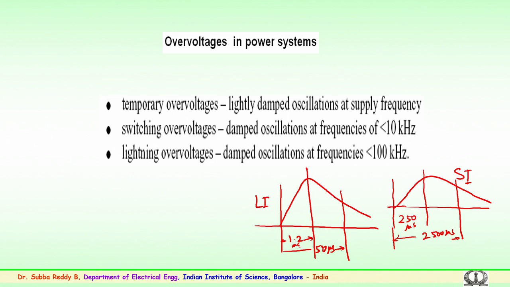Then coming to the lightning over voltages, these are again damped oscillations at frequencies which are less than 100 kilohertz. These lightning over voltages may occur due to natural lightning which may strike the tower or the equipment. So, natural lightning will have a front of 1.2 microseconds and a tail time that is the time to 50% of the magnitude. This is 50 microseconds. So, lightning impulse is 1.2 by 50 microseconds whereas switching is 250 by 2500 microseconds. These over voltages occur in the power system and proper protection for these over voltages has to be taken into consideration.